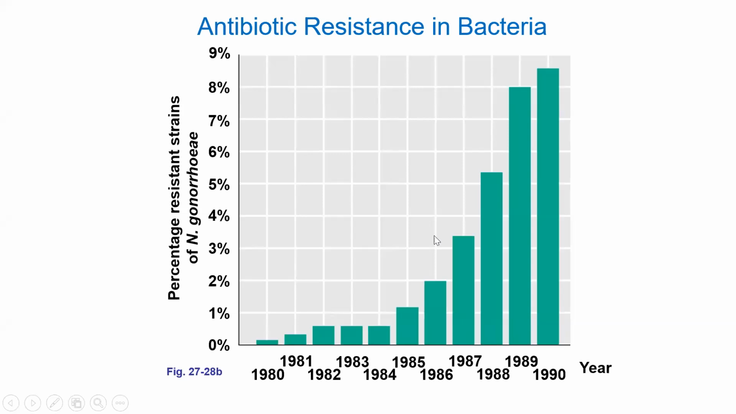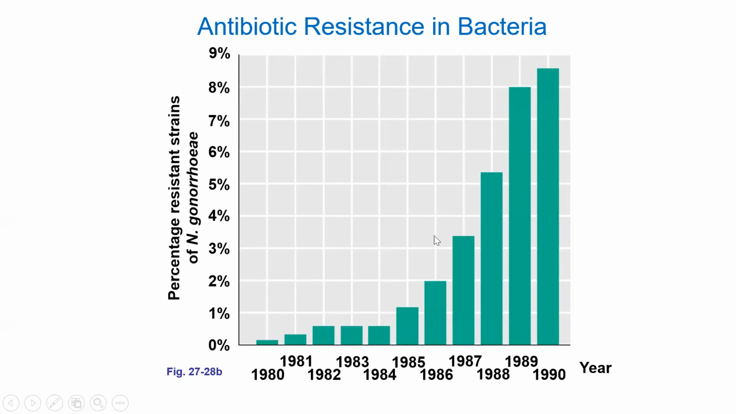Tons of studies like this. This one is from not our textbook, but one of the other ones I have on my shelf, and you can see this is looking at drug-resistant gonorrhea. In 1980, almost non-existent. By 1990, almost 10% of cases were drug-resistant. Tons of studies like this with different antibiotics and different microorganisms, and all the trends are showing the same thing: resistance is on the increase.